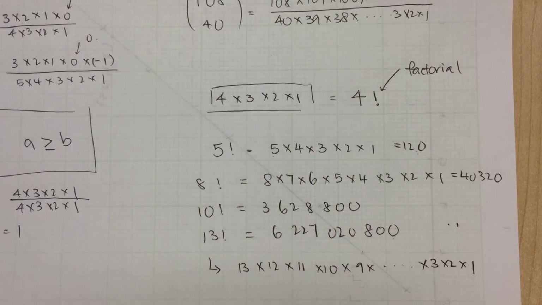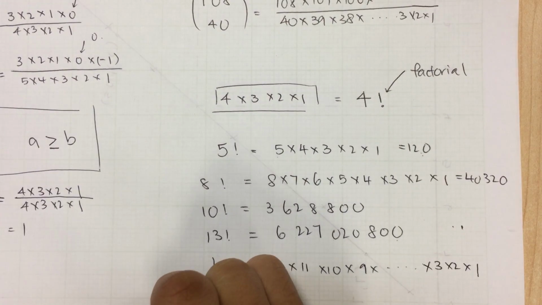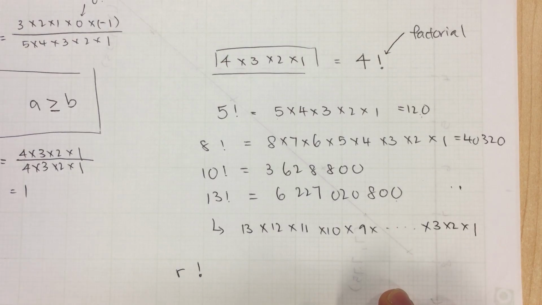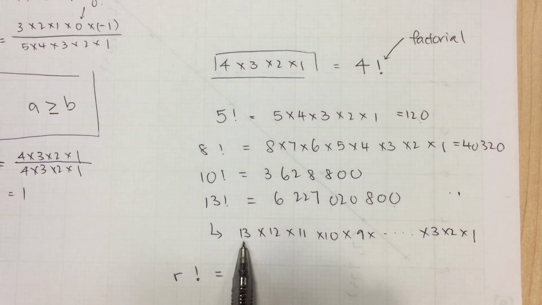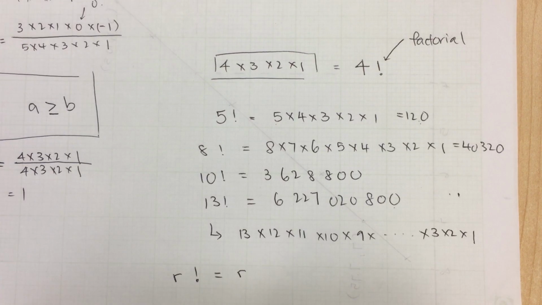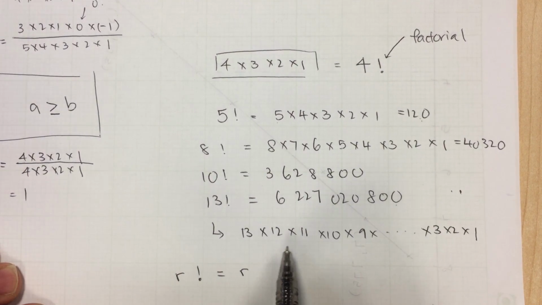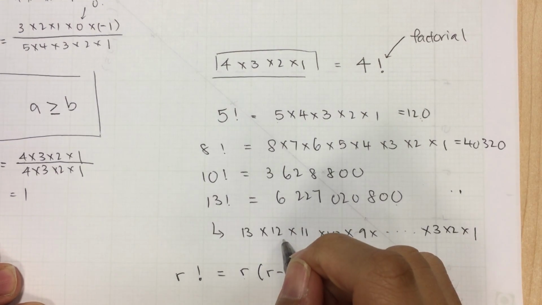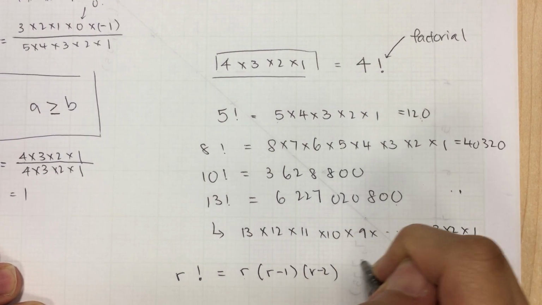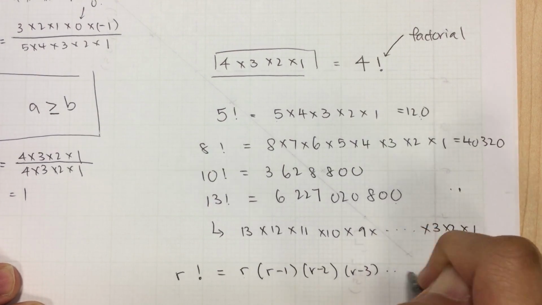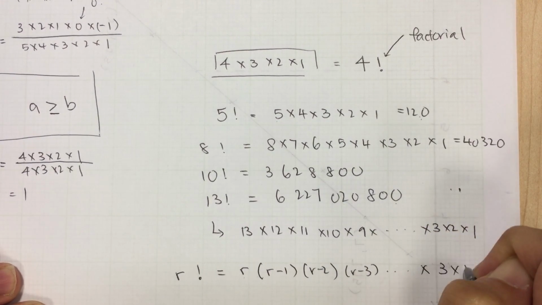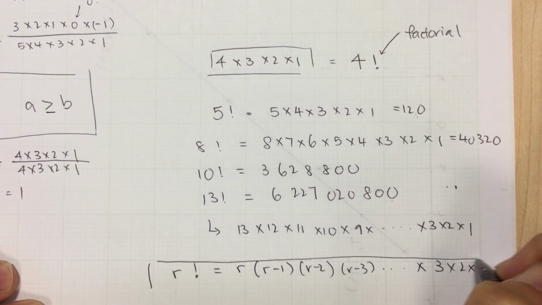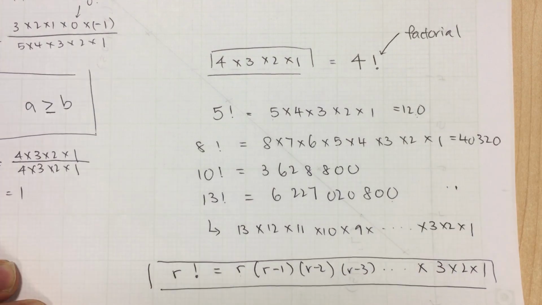Alright, so something new today. If I have a number r factorial, what does it really mean? It means I start from the original number, multiplied by the number smaller than it by 1. What is one smaller than r? r minus 1. And then take away 1 again, r minus 2, r minus 3, all the way until 3, 2. Alright, so please write this down. This is something new for this video.